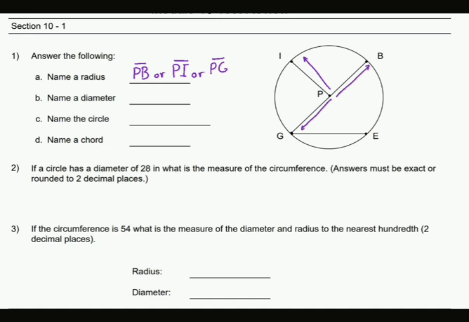So there are 6 possible answers here. There's also a hidden 5th one. Even though it wasn't drawn, PE would work. I just wouldn't accept it.